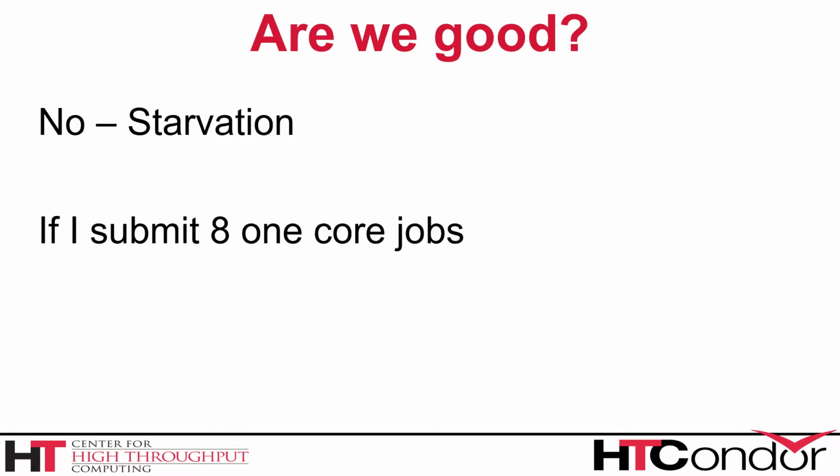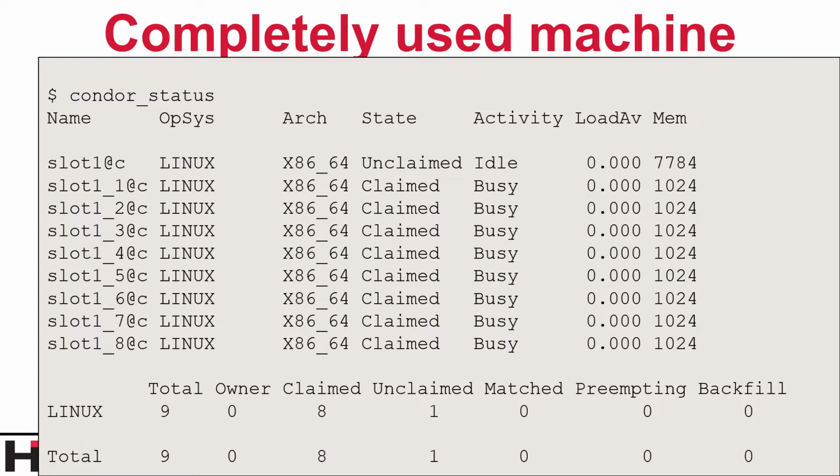Now, while partitionable slots solve a lot of problems, especially if an admin or user cannot predict the workload beforehand, sadly, they do not solve all scheduling problems. One particularly thorny problem remains: starvation. To illustrate, assume that I have the same 8-core machine and submit 8 single-core jobs. As you might expect, all 8 jobs should match and consume the whole machine. All is fine so far.